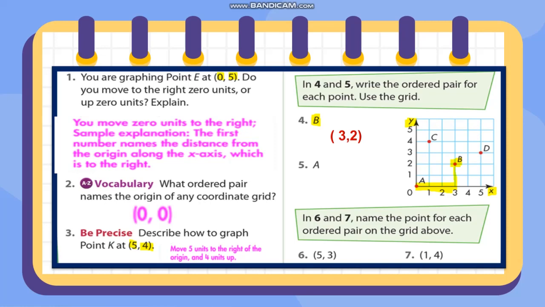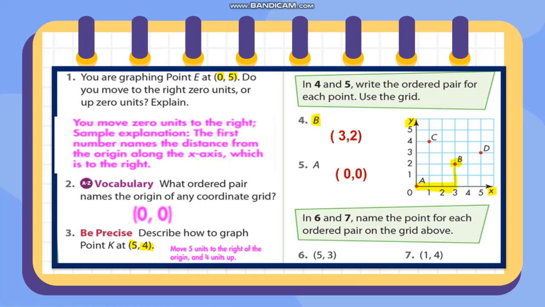Next, how about letter A? As you can see here, letter A is directly on the point of origin. So in short, that is 0 and 0. Next, name the point for each ordered pair on the grid above.